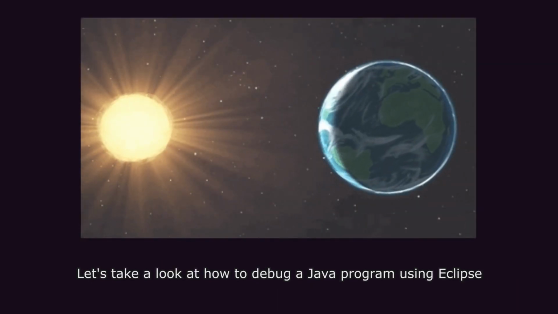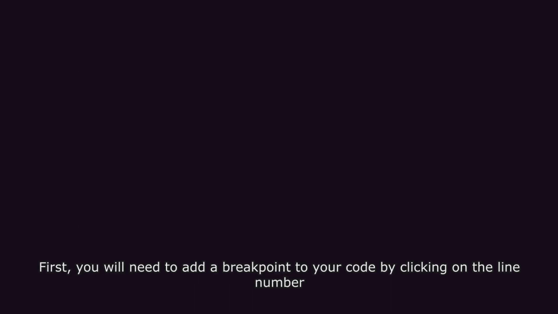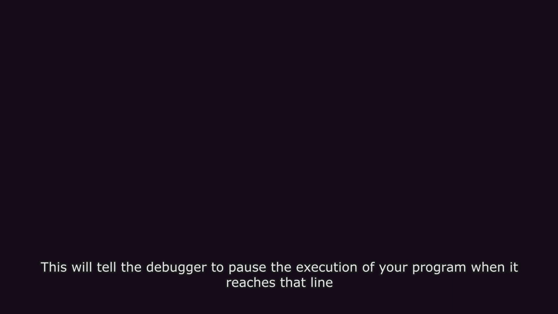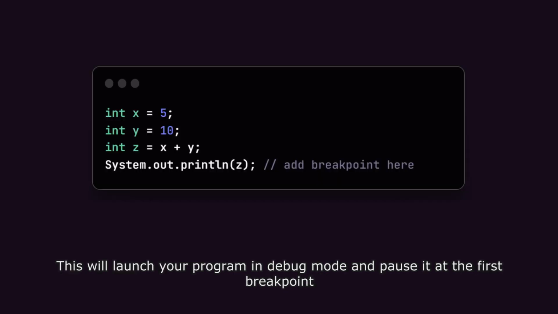Let's take a look at how to debug a Java program using Eclipse. First, you will need to add a breakpoint to your code by clicking on the line number. This will tell the debugger to pause the execution of your program when it reaches that line. Next, you can start debugging your program by clicking on the debug button. This will launch your program in debug mode and pause it at the first breakpoint.